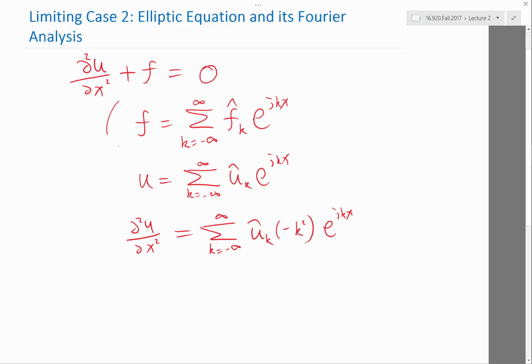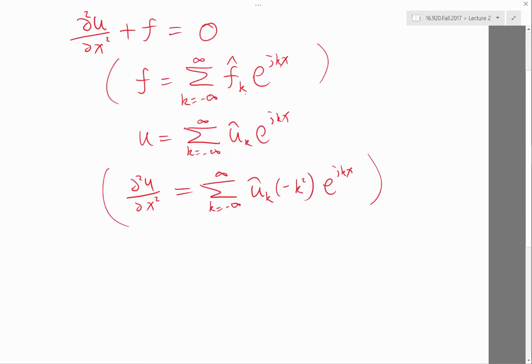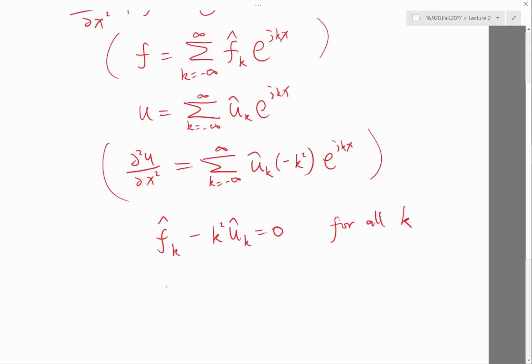Now you add this and this, they have to sum to 0. Therefore, the corresponding terms have to sum up to 0. So f hat of k minus k squared times u hat of k has to be 0 for all k, right? So the rest is doing division. u hat of k would be equal to 1 over k squared times f hat of k.